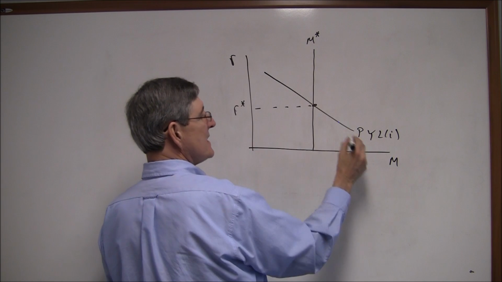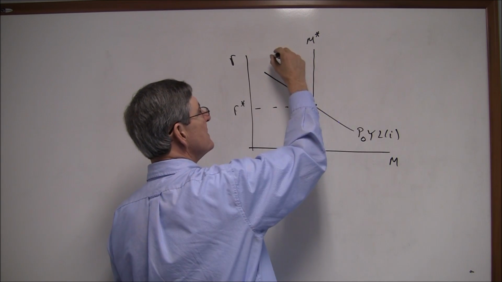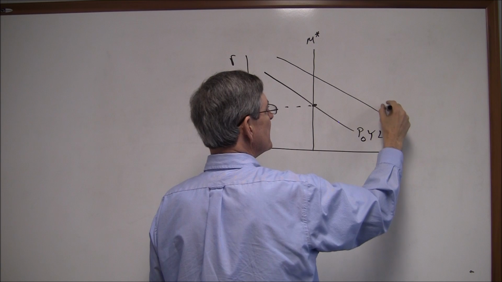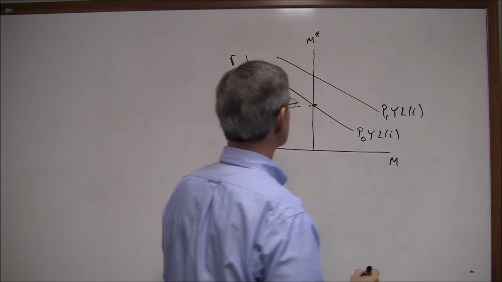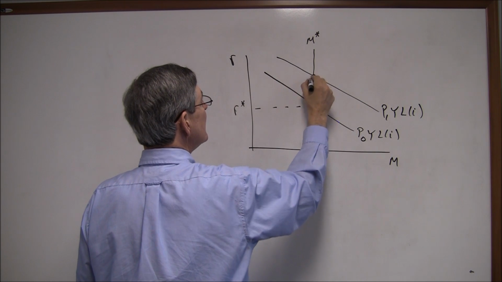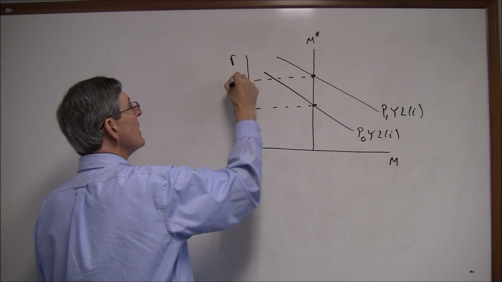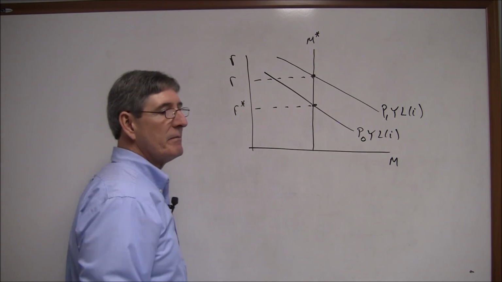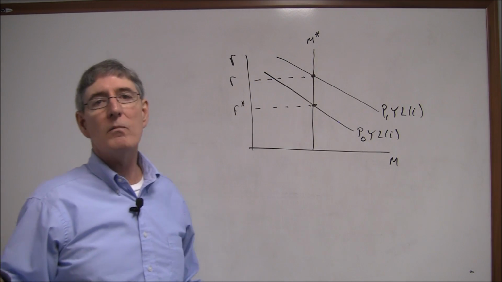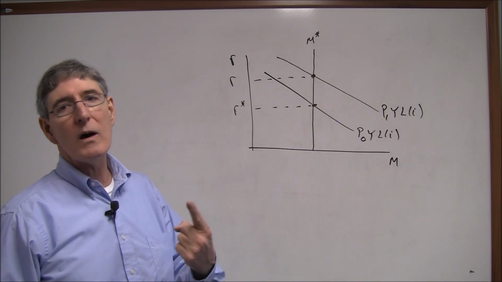So say the price level goes up. Say there's an oil price shock or something. Something makes the price level go up. Well, now suddenly, we're no longer at our interest rate target, but we're still at our money target. And so now we're only at one of our targets.